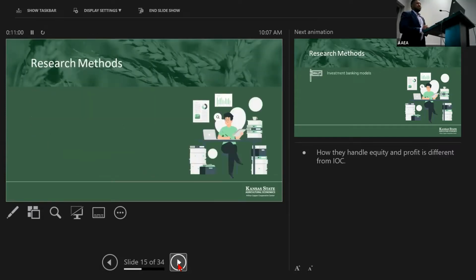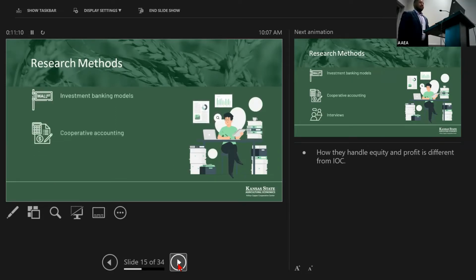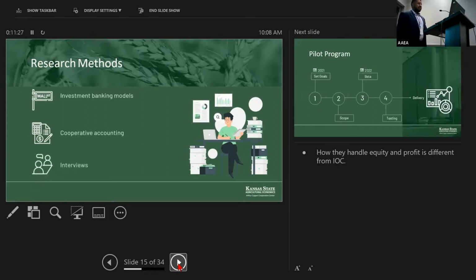Now, to develop the tool, we had to conduct a lot of research. So we began by looking at financial statement models that were being used by investment bankers and equity research analysts. Once we found these models, we had to translate them using cooperative accounting. Cooperative accounting is very, very different to non-cooperative businesses. So this took quite some time, but overall, what we were able to do was make it applicable by sitting down with cooperative auditors who helped us with that. And then lastly, we conducted a lot of interviews with our stakeholders. These were the lenders, auditors, and cooperative senior leaders as well.